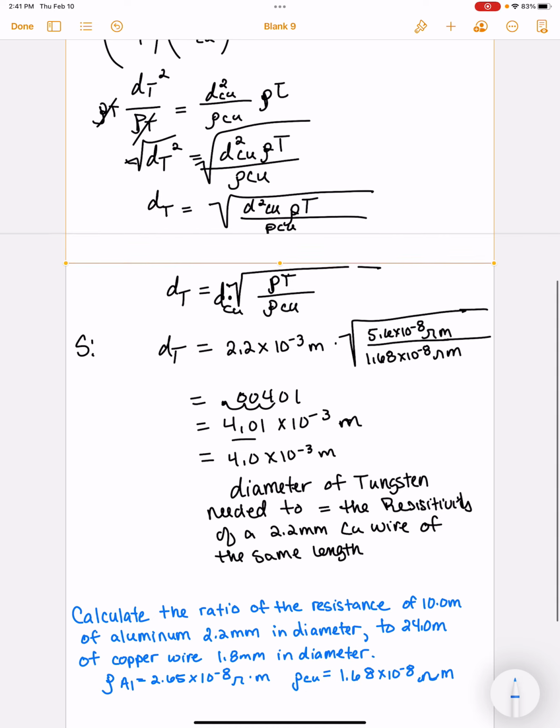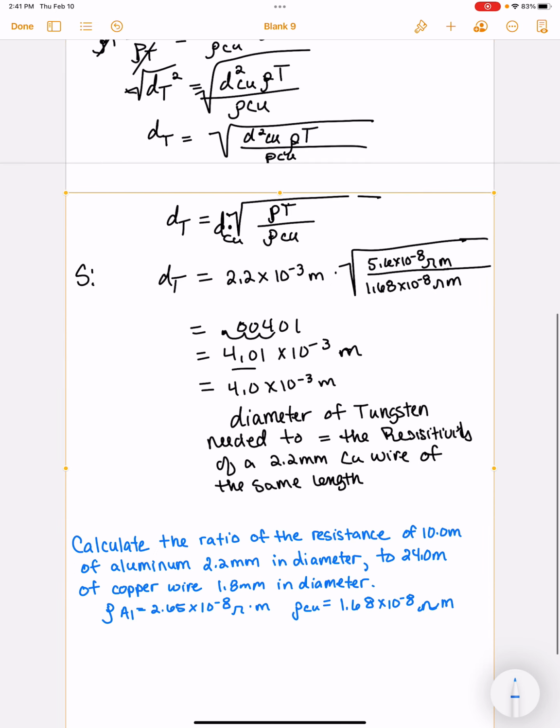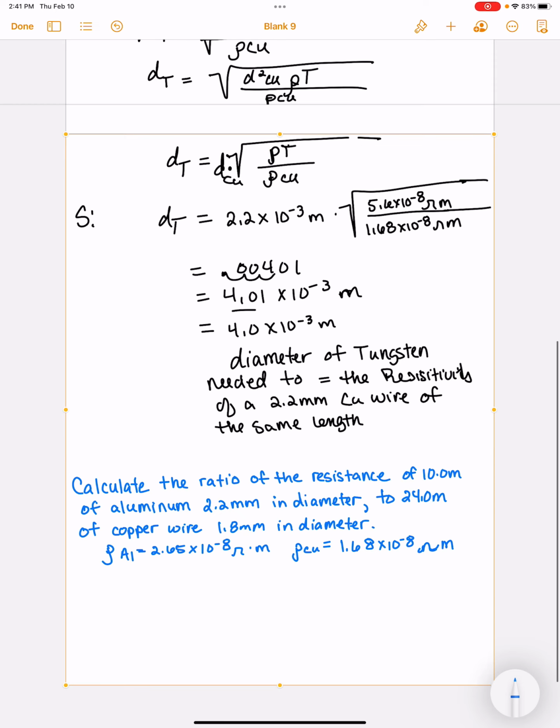And so we take the square root, and then what I did was, if you look at this d squared, well, the square root of d squared is just d. So I went ahead and I pulled d out front. So the diameter of tungsten equals the diameter of copper times the square root of the resistivity of tungsten divided by the resistivity of copper. And then we just plug in our values.